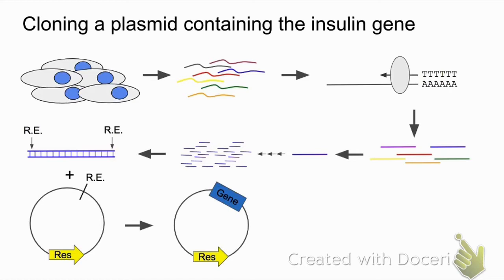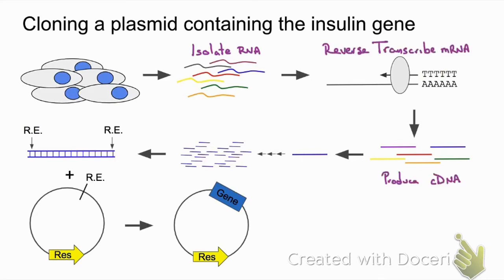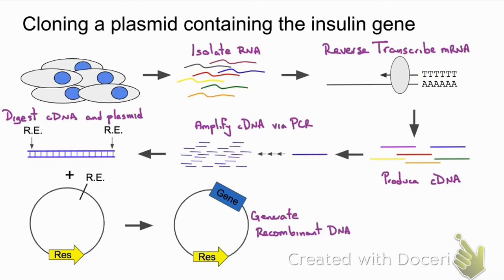If we wanted to create a cloning plasmid or an expression plasmid containing the insulin gene, we'd probably want to work with cells from the pancreas that produce the insulin mRNA. From these cells, we would isolate that RNA and then perform a process called reverse transcription to take that mRNA and turn it into complementary DNA, or cDNA. That cDNA then can be amplified to produce many copies through a process known as PCR. That cDNA and our plasmid we can cut or digest using restriction enzymes. This is basically going to create almost like puzzle pieces that would eventually be able to be pieced together. And in that piecing of the gene, or our cDNA, and the plasmid, we can generate recombinant DNA, creating this expression plasmid.